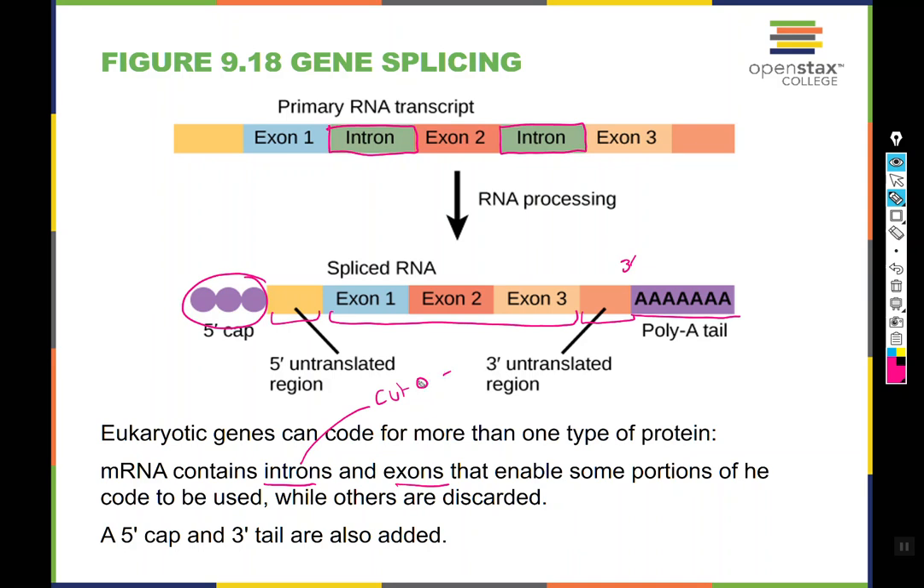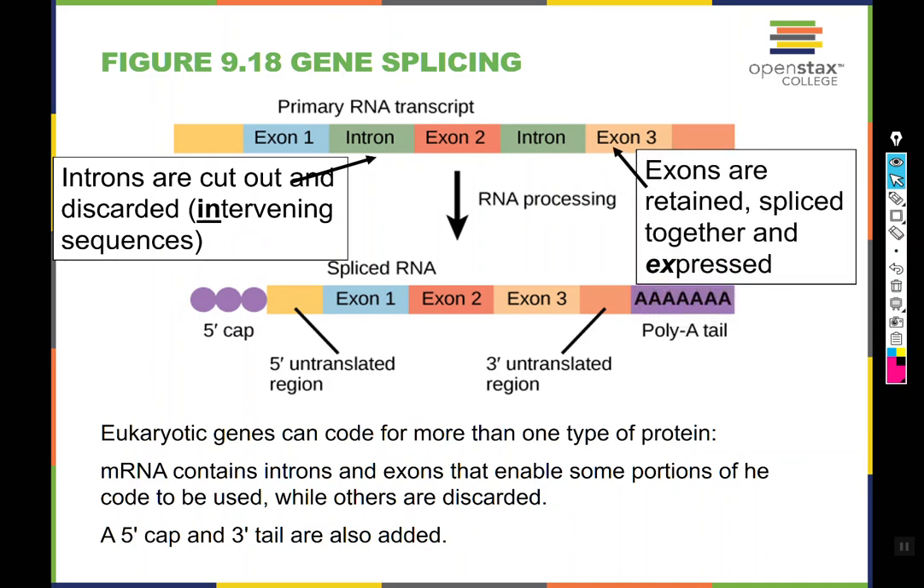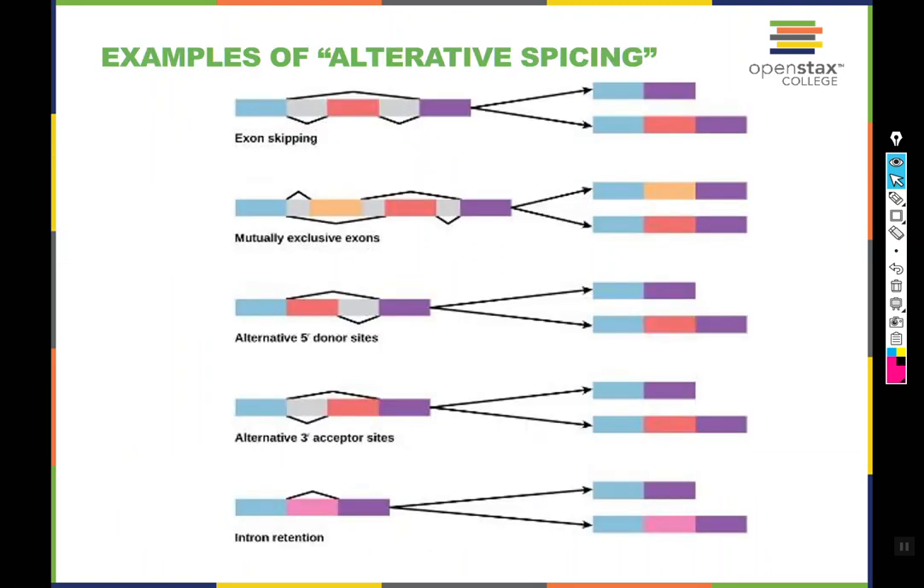And then the caps are put on both to protect the mRNA transcript because it contains valuable information, but also to provide a cue for where on the transcript the ribosome is to begin. So introns are cut out and discarded. They're the intervening sequences. And exons are retained, spliced together, and are expressed.